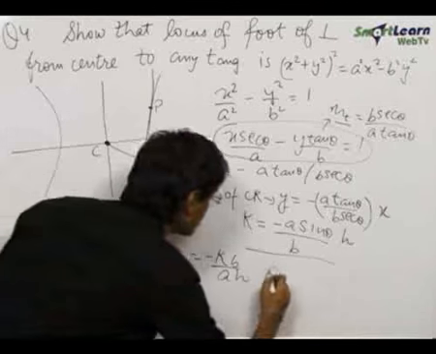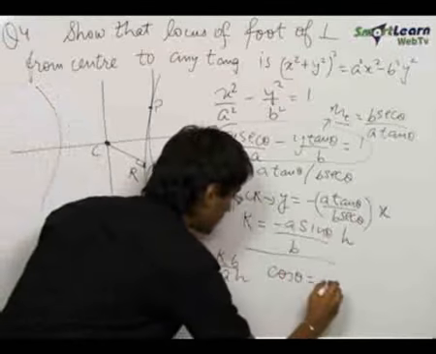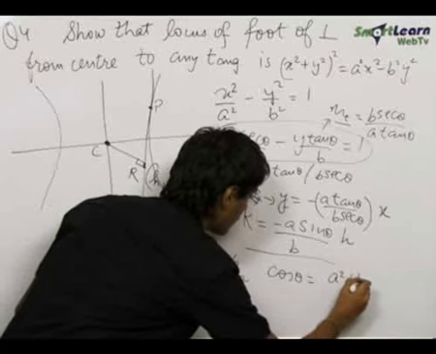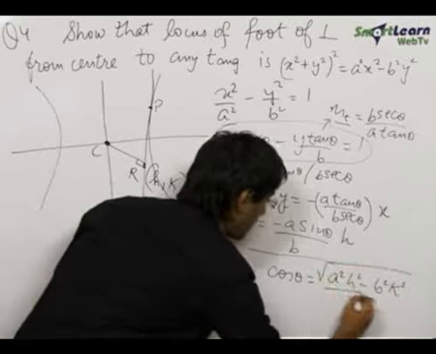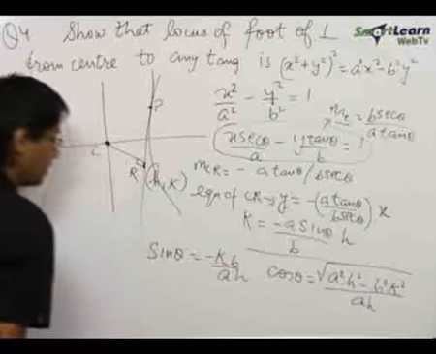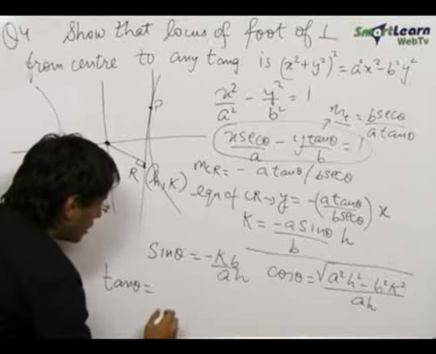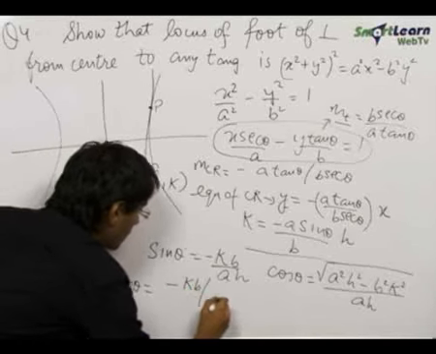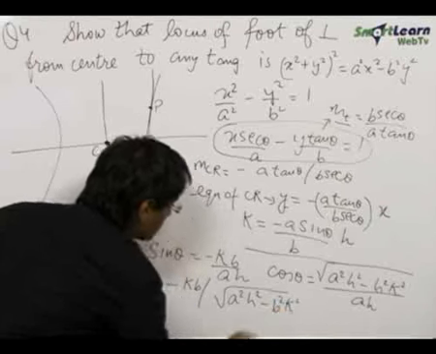So the value of cos theta comes out to be equal to under root of 1 minus sin square theta, that is under root of a square h square minus b square k square upon ah, and hence the value of tan theta comes out to be equal to sin theta by cos theta, that is minus kb upon under root of a square h square minus b square k square.